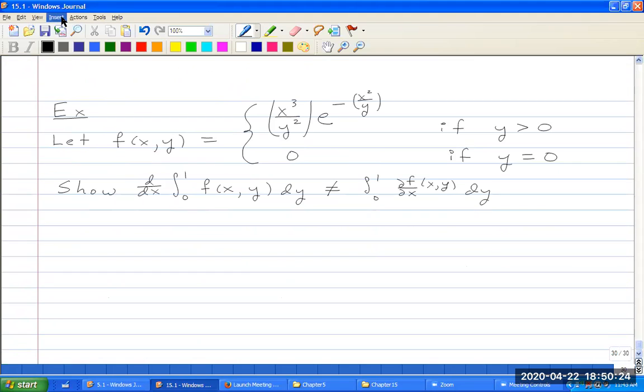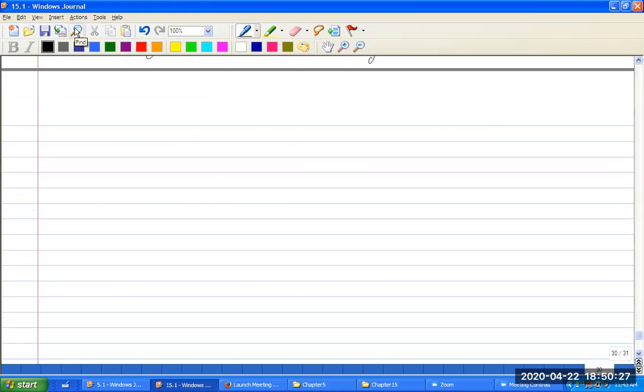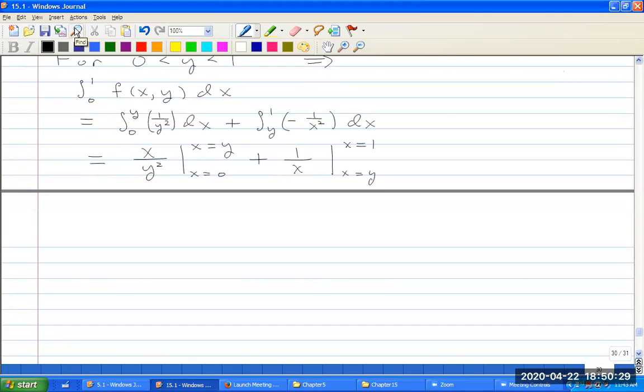Let me do this. Okay, so this is equal to plug in y, so that's a 1 over y, minus 0. If you plug in x equals 0, you get 0, plus. Plug in 1, you get a 1. Plug in y, you get minus 1 over y. And so, integrating, I get a 1.